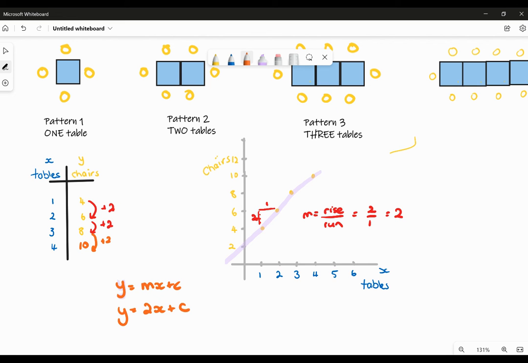C is the y-intercept, so if I read it off this graph here, you can see that the y-intercept is here. It will be this point sitting in here, which will be 2. So our equation really should be y equals 2x plus 2. Voila.